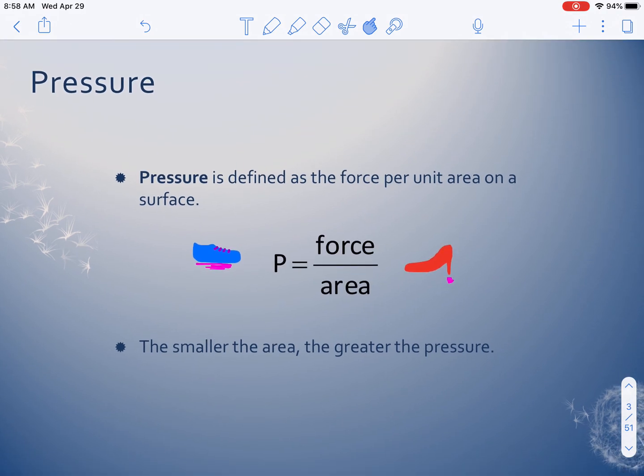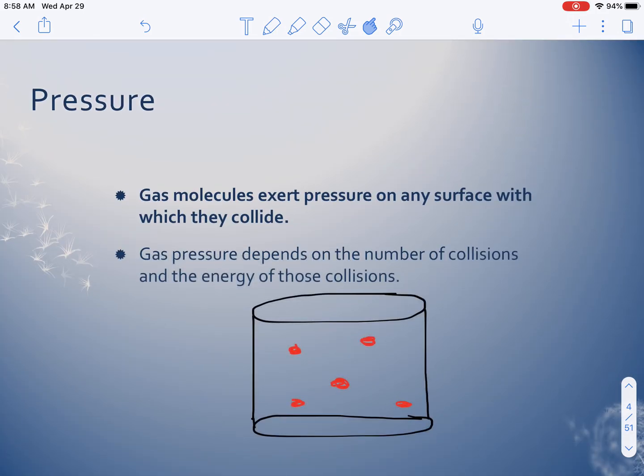So how does this idea of pressure relate to gases? Well, in gases, if they're in an enclosed container, which I've drawn down here in the black cylinder on the bottom, those red gas molecules exert pressure based on their collisions with the walls of these containers. And so the energy of those collisions, aka how fast they're moving, as well as the number of those collisions, and bear in mind these gas molecules can move any direction they so desire, dictates the pressure that's going to be exerted on that container.